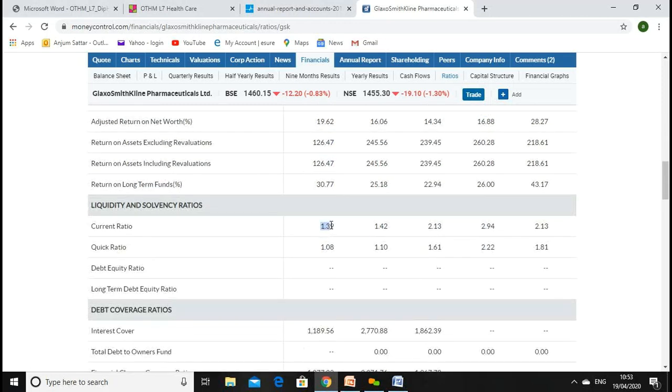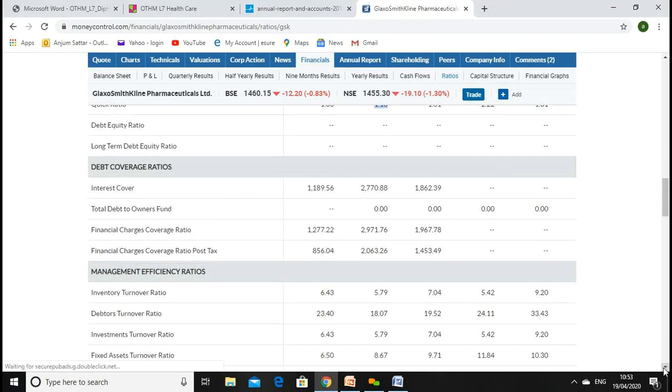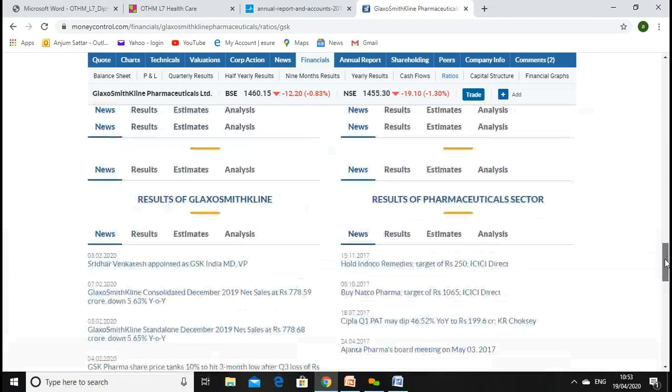So if we look at the current ratio, it is 1.3, last one was 1.4, quick ratio 1.08, which is still okay. Here we need to look around the industry benchmark now. So the interest cover ratio is 11.89 times. Yes, which is quite good, a less risky company to invest in.